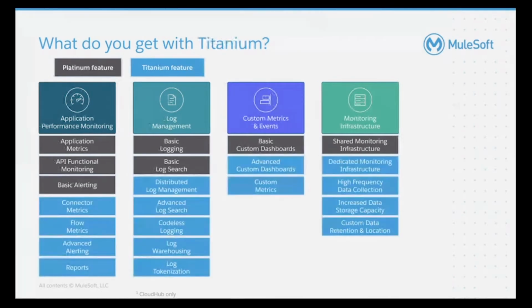In your Titanium version, you get Platinum plus more. With respect to application performance monitoring, you can also get connector metrics, you can get flow metrics, you can get advanced alerting, and you can also do reports.